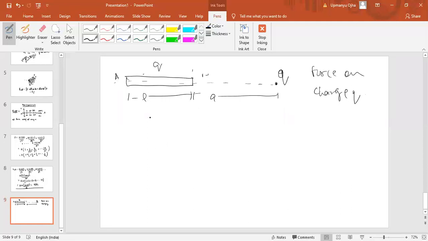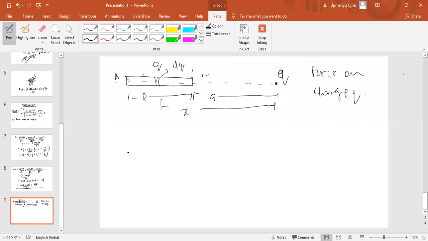So how will we proceed with this problem? Again, I think we have explained to you how to find the integration, how to break the rod into elements. To break this rod, we have to take a very small point charge dq at a distance of x.